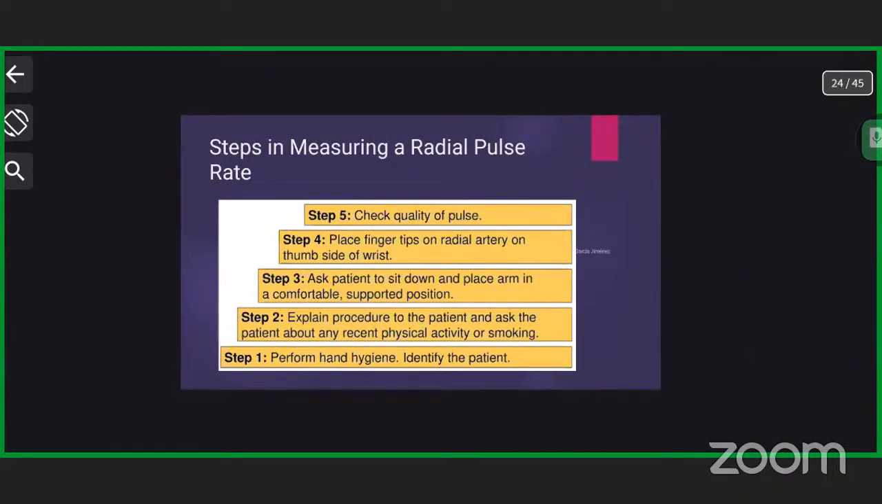Well, again, for taking vocabulary, let's consider this. The steps in measuring a radial pulse. We have some steps to follow. Of course, we all got this information from medical school, from college. But I think it's important to take this into consideration.